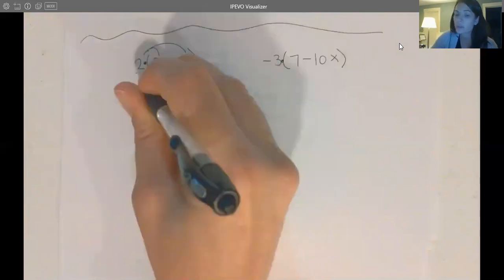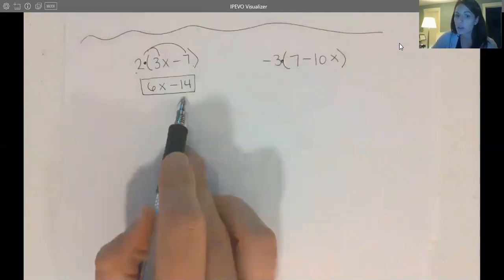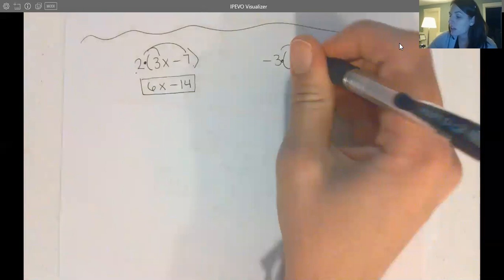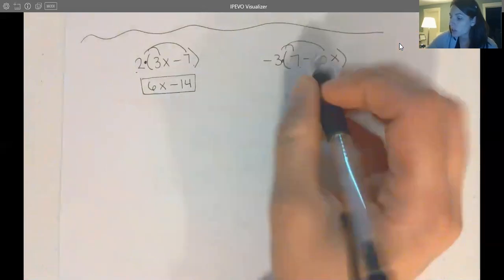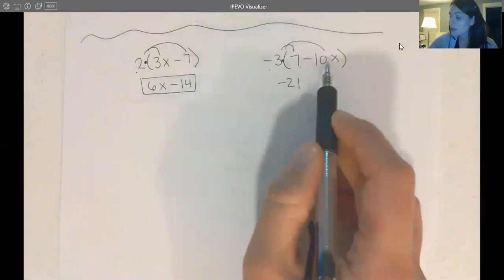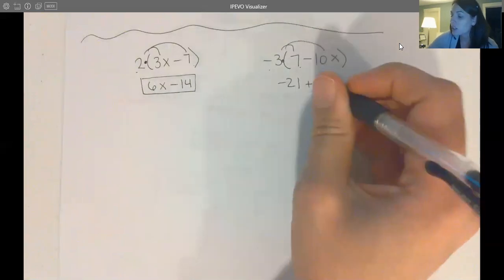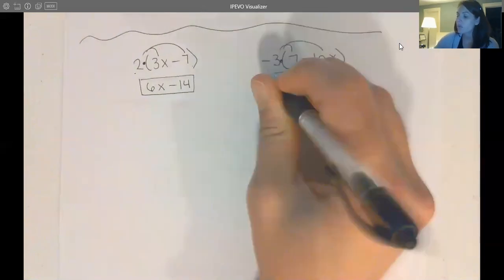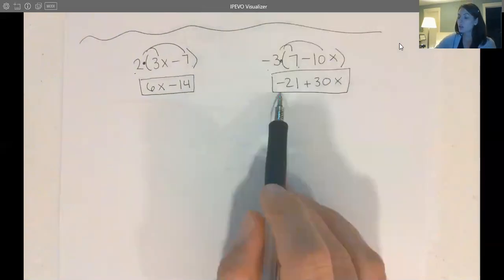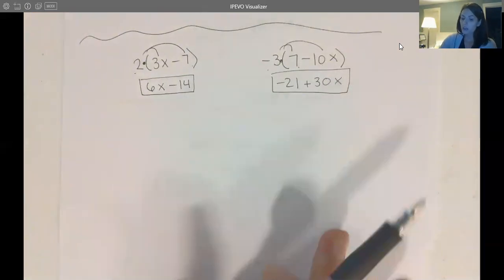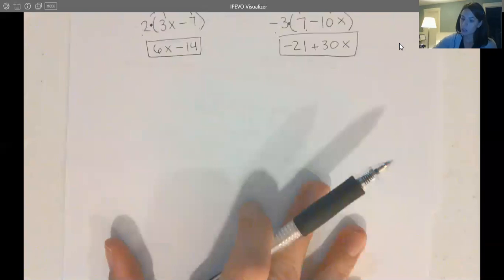Here's my simplified expression. We want to be careful when we distribute through negatives. So negative 3 times 7 is negative 21. Negative times a negative here is going to make that plus, or addition. So I have negative 21 plus 30x. Now let's look at a few other things that could happen.